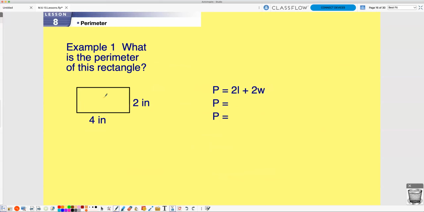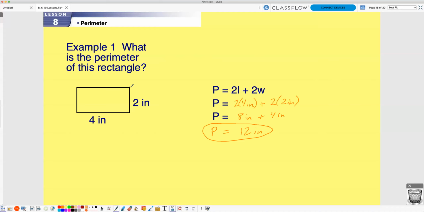So let's look at this example. What is the perimeter of this rectangle? Well, in this case, you've got 4 there, so you could do the length is usually the longer part. So this would be 2 times 4 inches plus 2 times 2 inches is the width. So now I've got, in this case, 8 inches plus 4 inches. And now my final perimeter is going to be 12 inches. That would be the final answer of this.